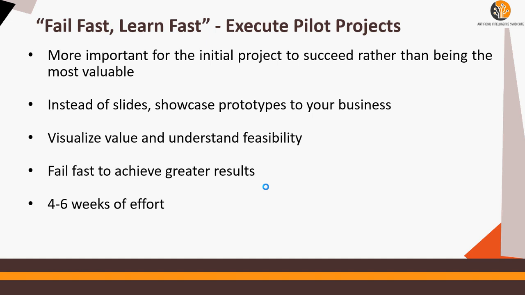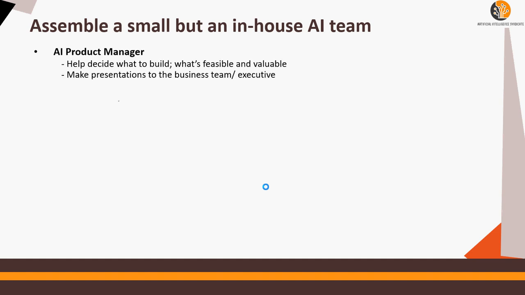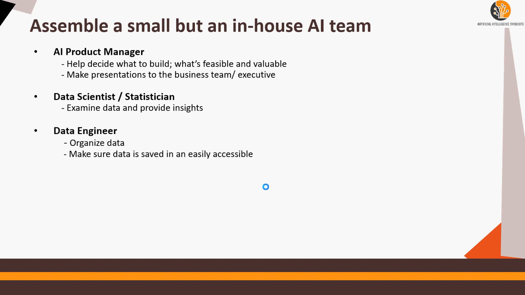Now, assemble a small team. As I said, this should be your team: AI project managers, product manager, he's going to be like the project manager, data scientist. Now you know what is the difference between a data scientist and a machine learning engineer. Data engineer to get your data and make it available for data scientists as well as machine learning engineers.